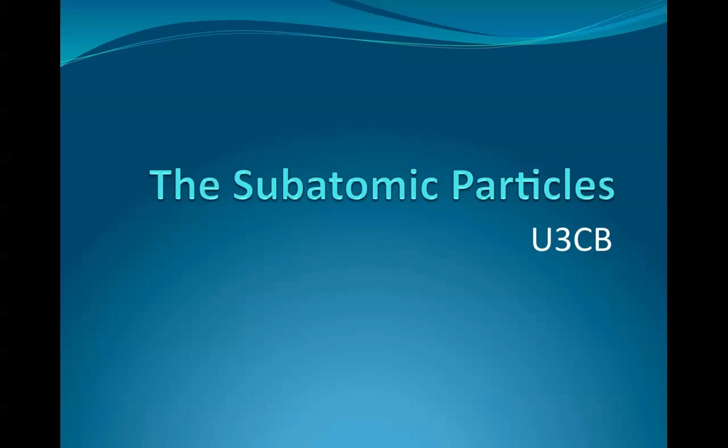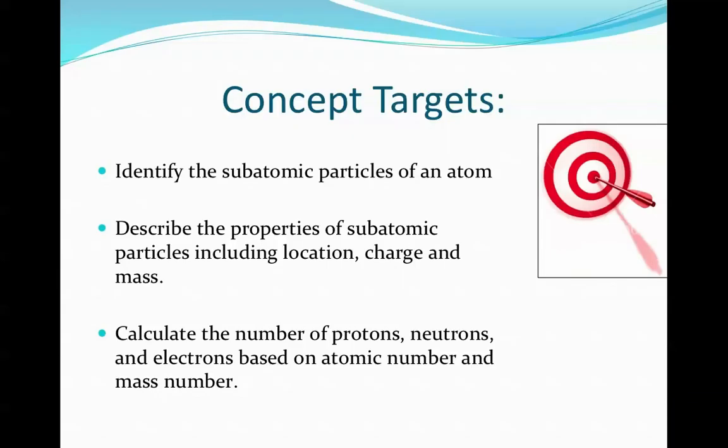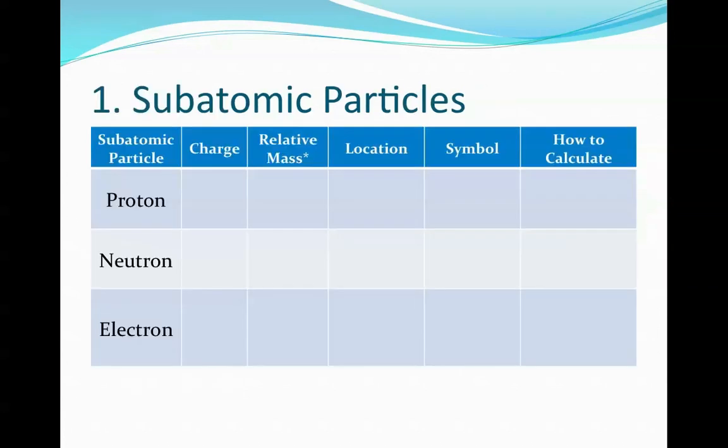Okay, in Concept B, we're going to be focusing on the subatomic particles, which you know as protons, neutrons, and electrons. So students, you should be able to have a basic understanding by the end of this video on how to identify the subatomic particles of an atom, be able to describe their properties, including location, charge, and mass, and be able to calculate or determine the number of protons, neutrons, and electrons based on what is called the atomic number and mass number. So let's just talk about these subatomic particles, the protons, neutrons, and electrons, which you probably have a good idea of already from middle school and other science classes you've taken so far.